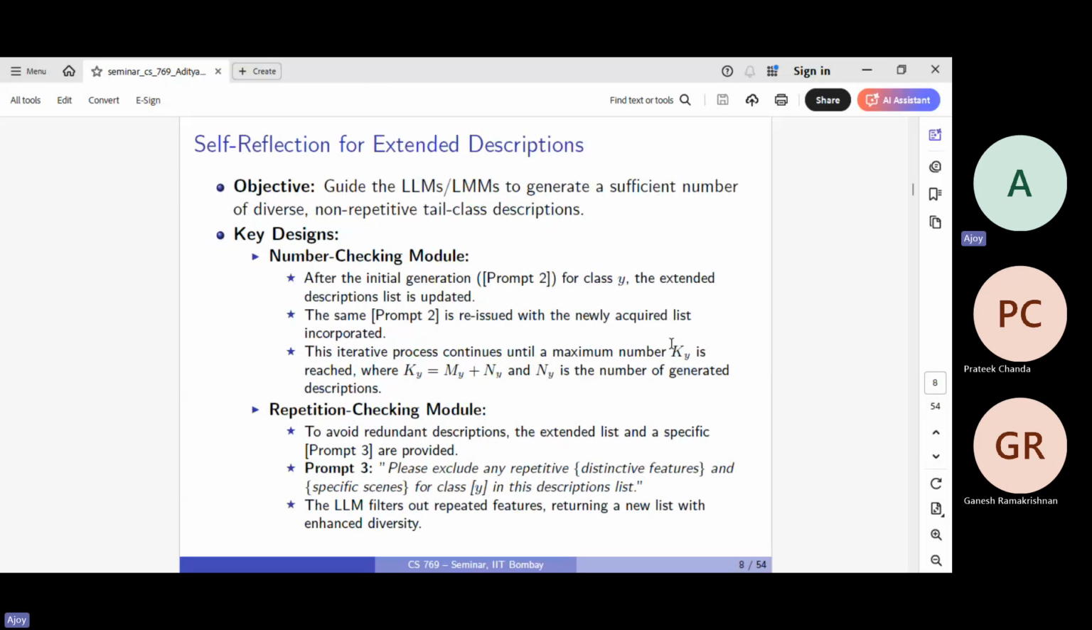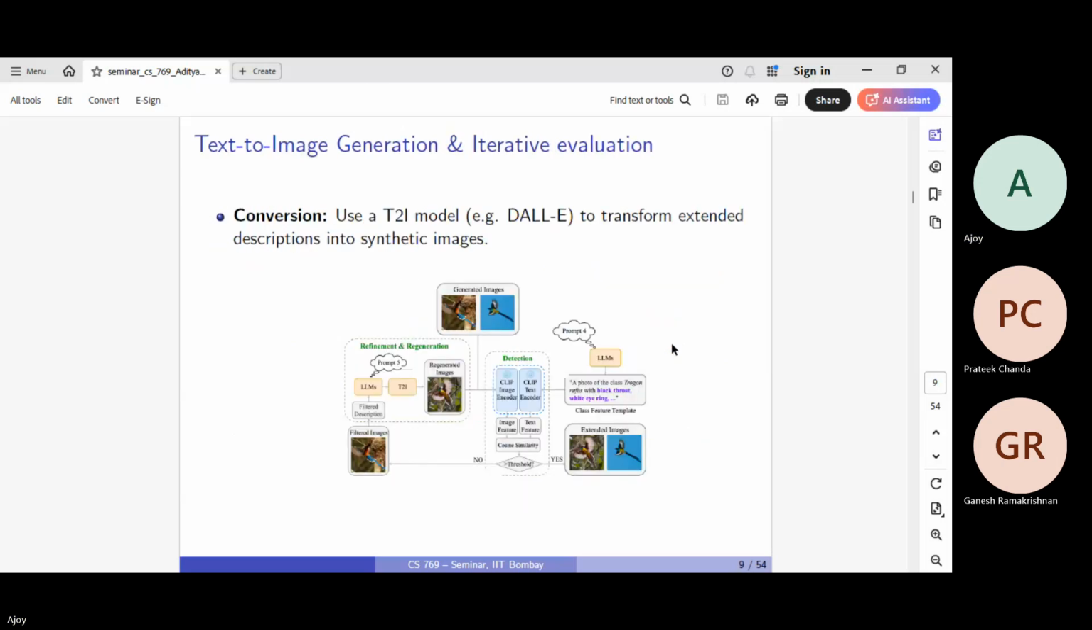Then there is a repetition checking module, in which they use prompt 3 so that they can remove those repetitive features. Then comes the generation part. They used a DALL-E text-to-image model to transform the descriptions into synthetic images.